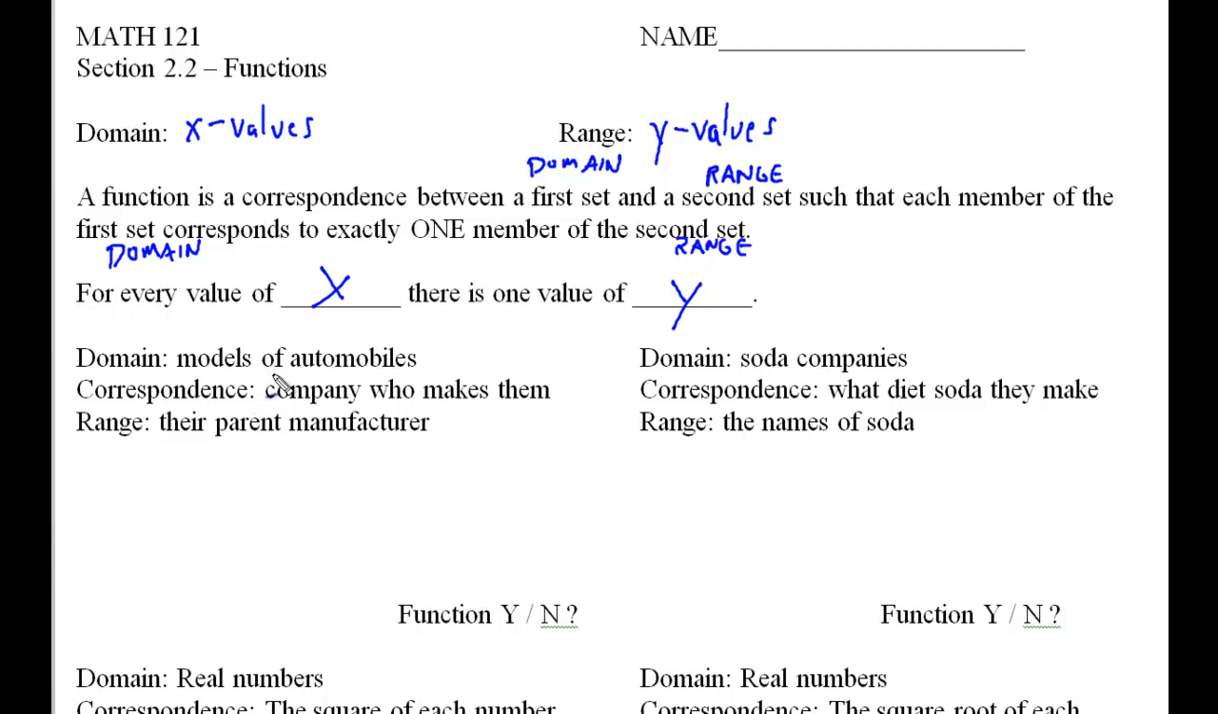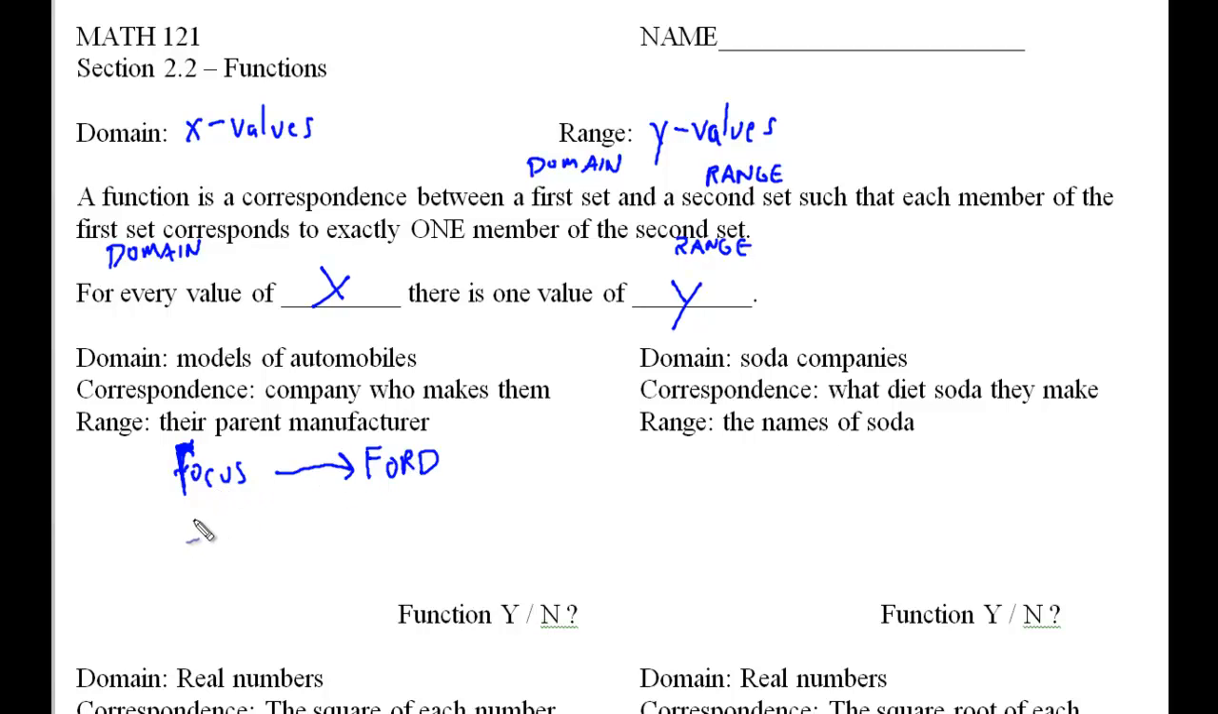Now, let's do some examples from real life. Think about a model of an automobile, and then the correspondence would be the company who made it, and then their parent manufacturer. So, for example, you might think of the Focus. And I know this is probably a proper noun, so we're going to put capital letters there. All right, so it's the Focus, and who makes that? Ford does. So the Ford Focus. So the Focus has one parent manufacturer, and we're not going to get too specific here. We're not going to say, well, it's possible it has some other car manufactured parts in it. When you think of the Focus, you think it comes from Ford.